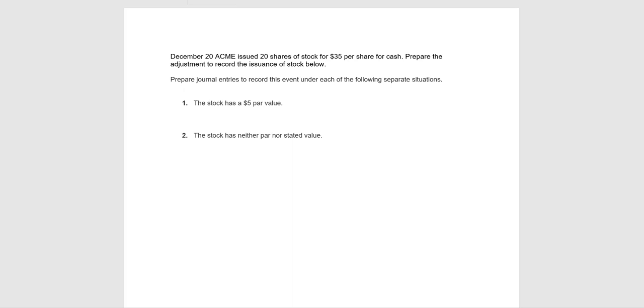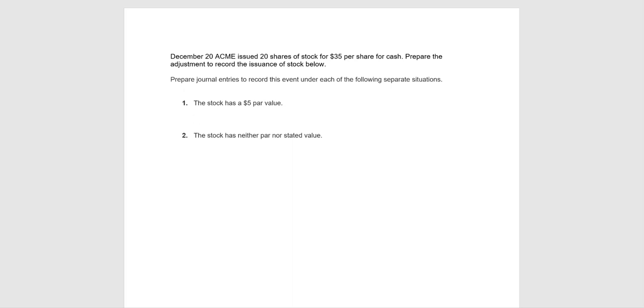So for the stock value, I've created a new journal entry here, a new transaction, and then two alternate journal entries. The first one, we have a situation where we're saying that this 20 shares of stock that was issued for $35 per share of cash has a $5 par value. And in the other one, there's no par or stated value of the stock. So we're asked to record the entry for the issuance of stock. So the first journal entry and the second journal entry have something in common.